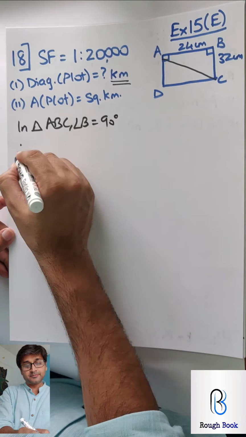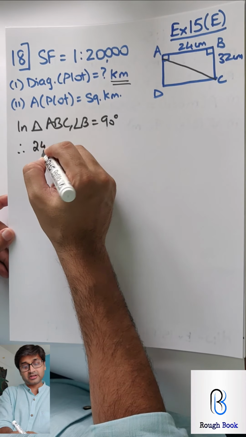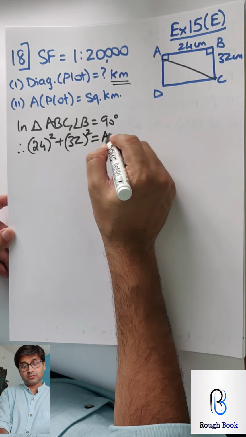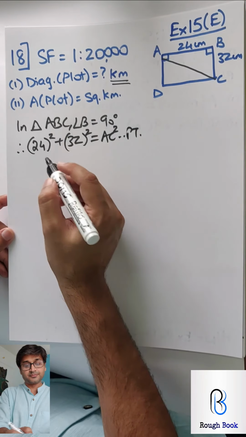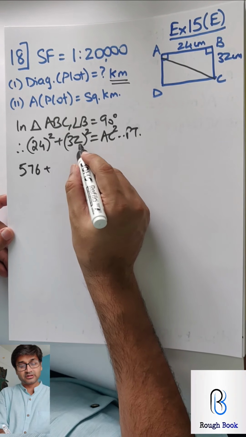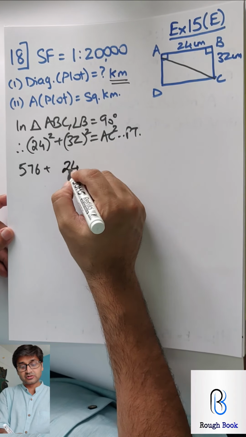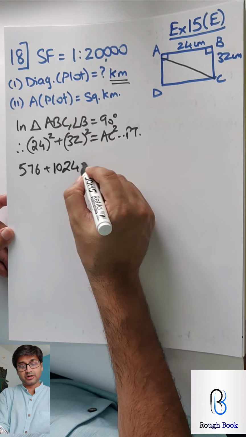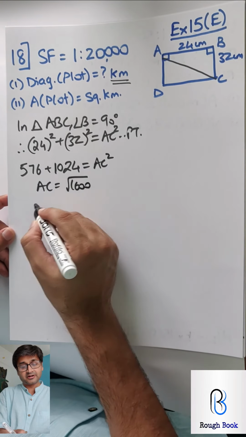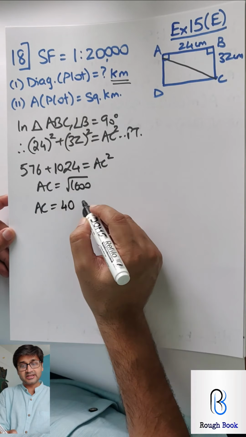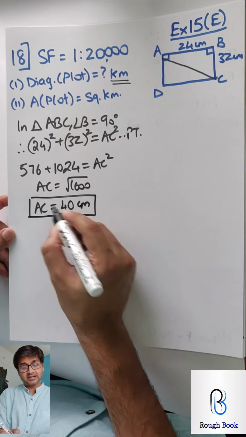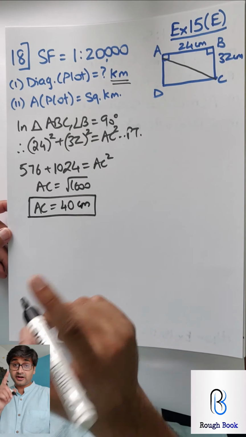Angle B is 90 degrees and therefore AB square, that is 24, plus BC, that is 32, equals AC, Pythagoras theorem. So 576, this is going to be 1000 something, 1024 is AC square. So AC is root of 1600 and therefore I will get AC as 40 centimeters. So I have got the diagonal in the map, but I need to find the real diagonal.